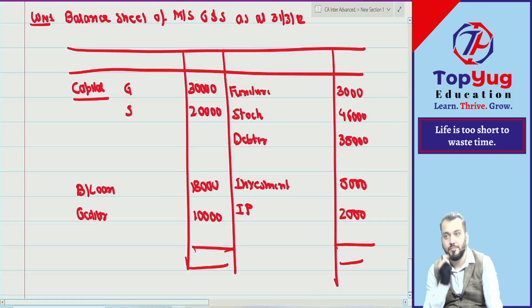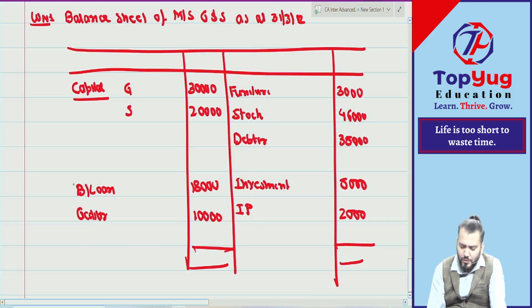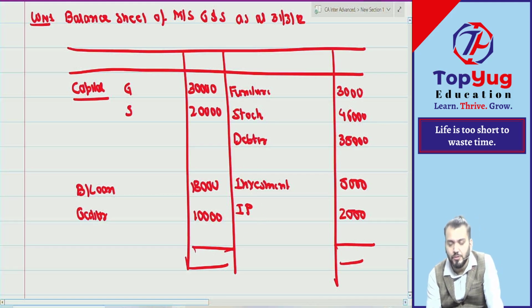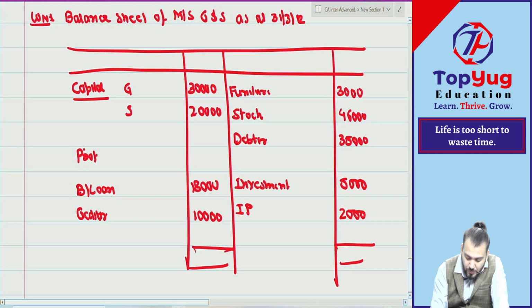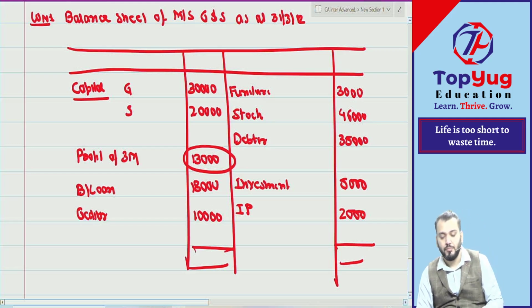So can you say in this question of course there was no cash and bank balance, so the balancing figure will be profit only. Profit of how many months? 3 months. So we'll calculate profit of 3 months. How much? So this becomes profit of 3 months, 13,000. Understood? First understood?